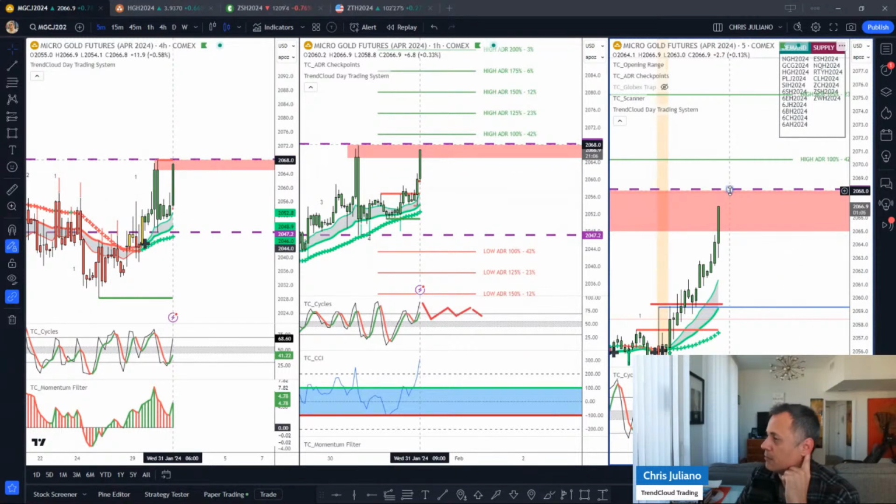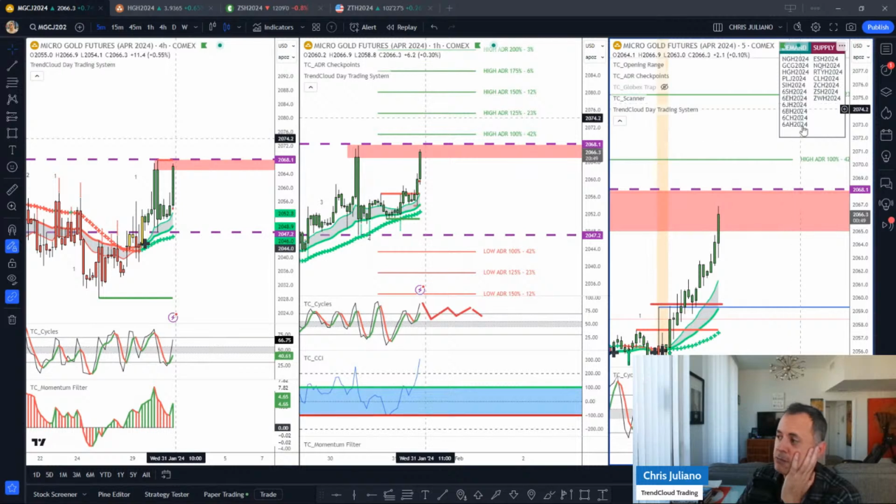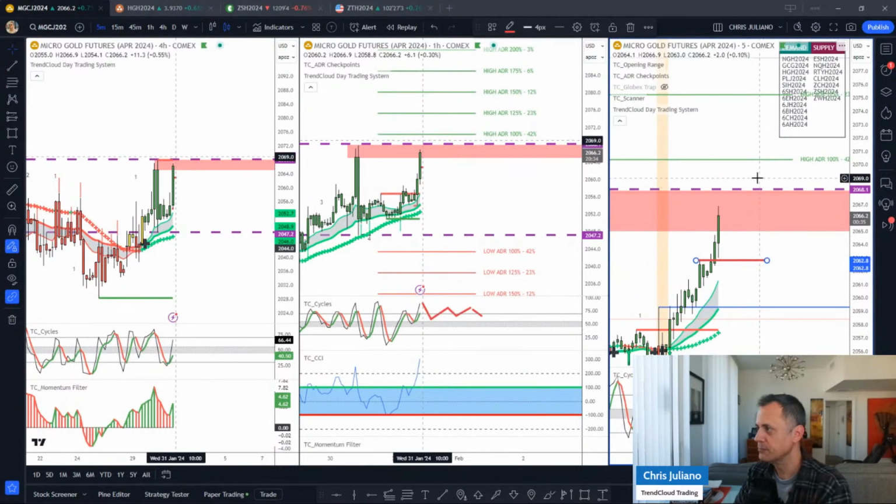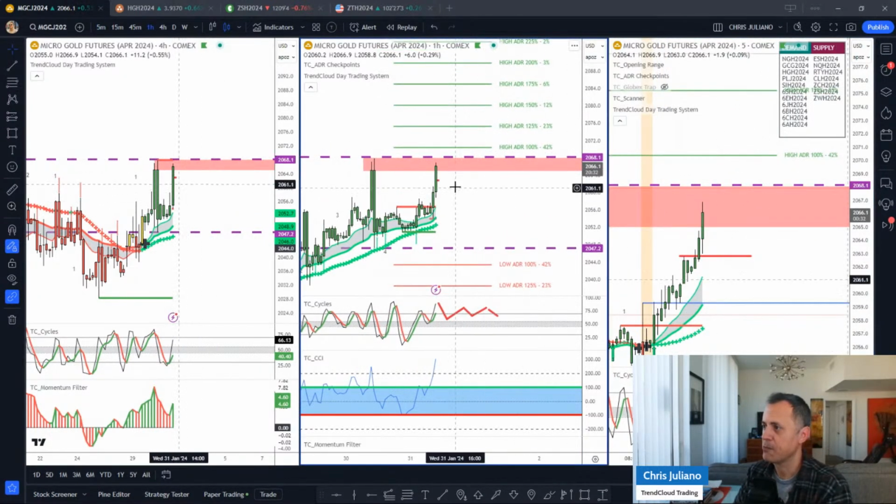Or no, yeah, 2. You have 2 contracts left, so maybe, yeah. I don't know. Take off 1 here for sure, right? And then just trail that last contract with your stop loss. I'm sure we'll get some kind of reaction off of that ADR checkpoint. But that's awesome.